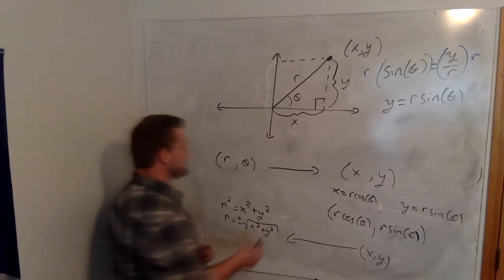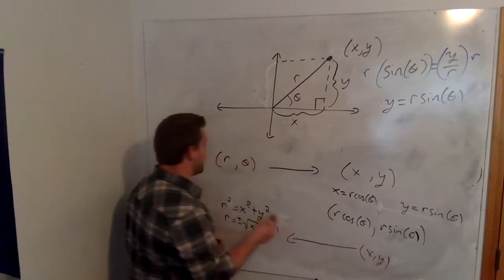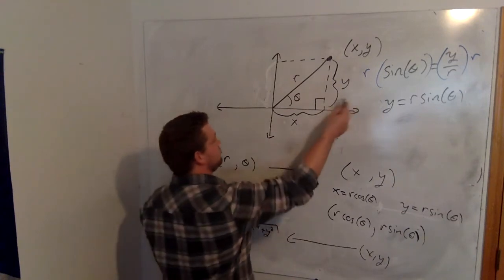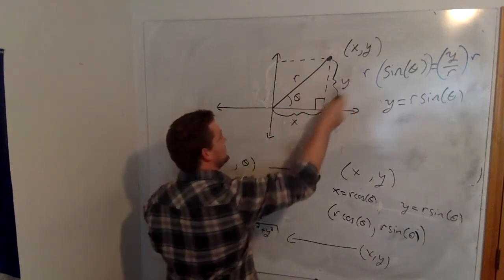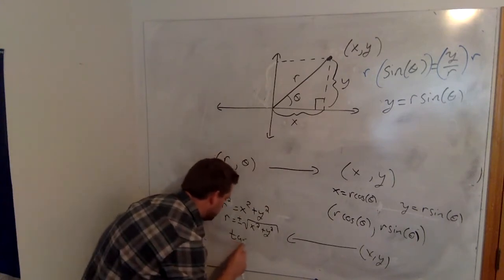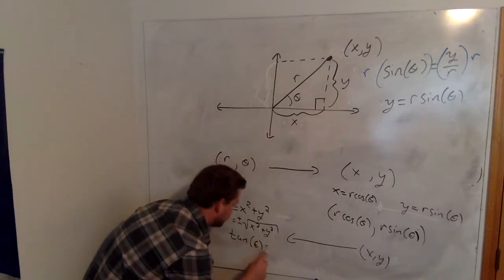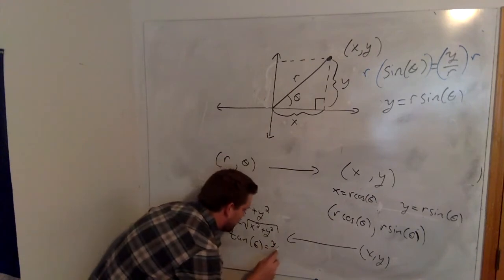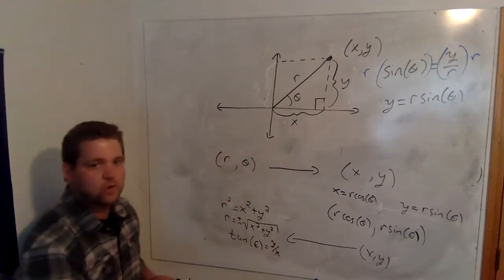Okay, can we find a relationship between x, y, and theta? Well, this is opposite, this is adjacent, so I think we could say that tangent of theta will be equal to y over x.